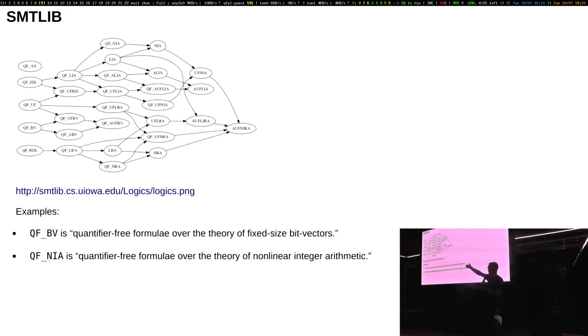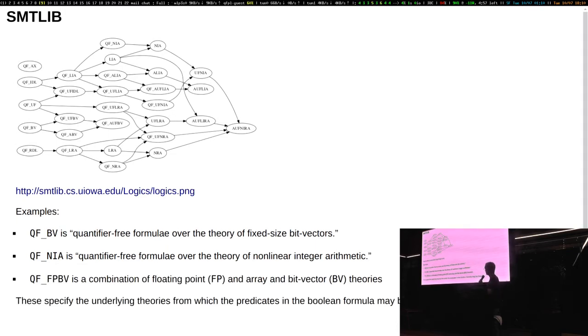QF NIA is nonlinear integer arithmetic. And then FPBV, so we can start to combine these. The solvers delineate which theories they're going to use, because depending on which underlying theories you're trying to ask questions about, the algorithm that they use to solve the problem changes.